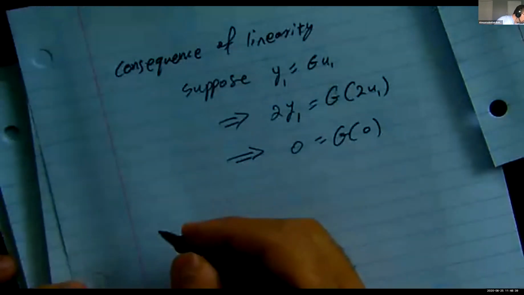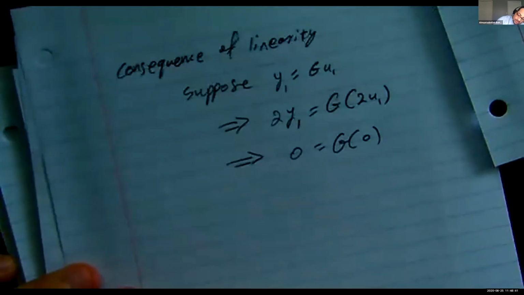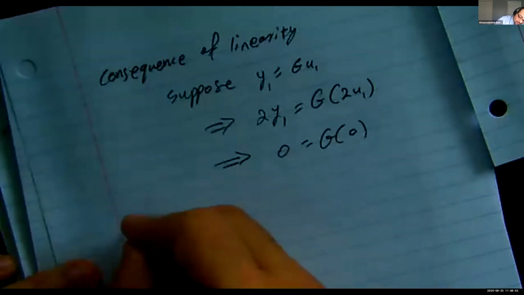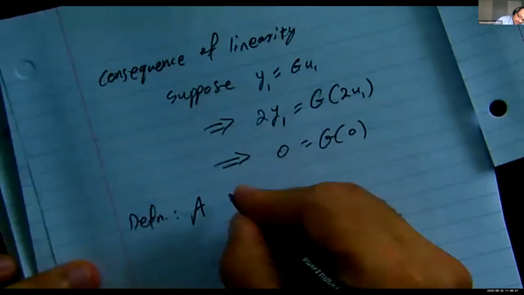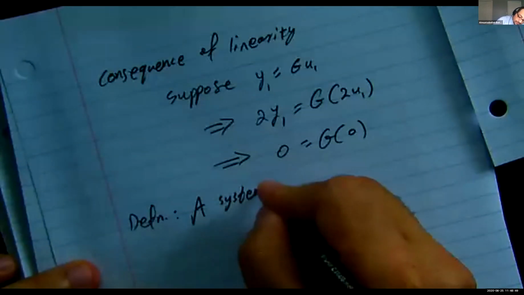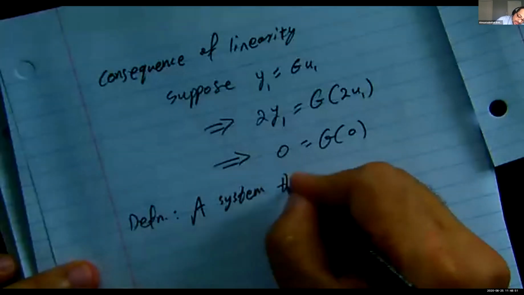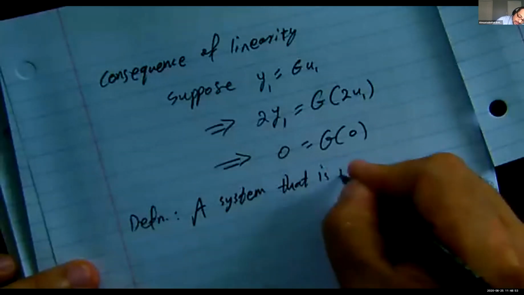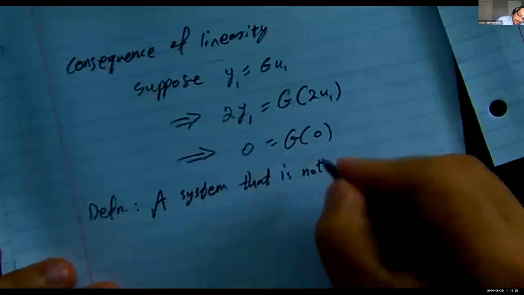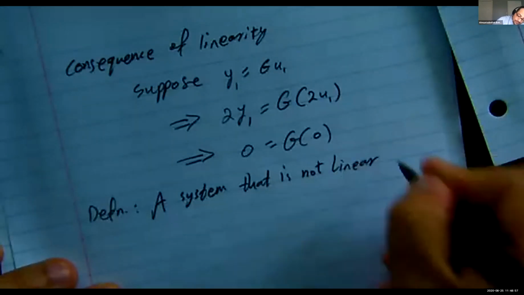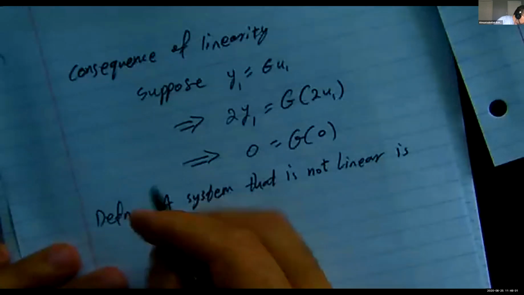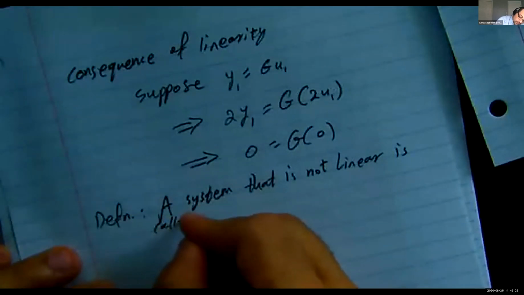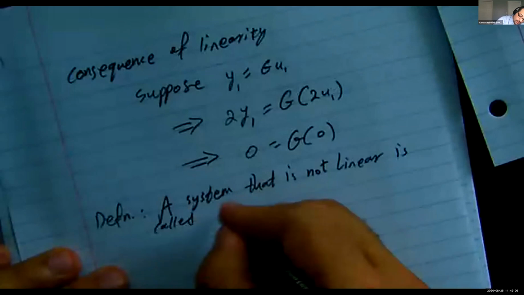Okay, so speaking of nonlinear systems, so definition: any system that is not linear is called nonlinear.